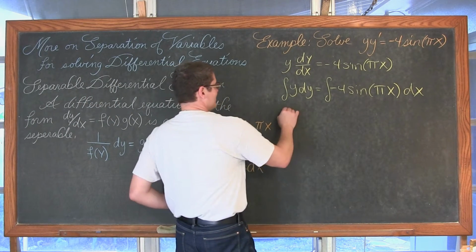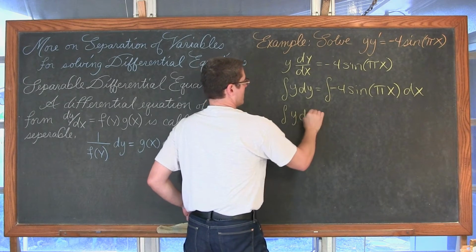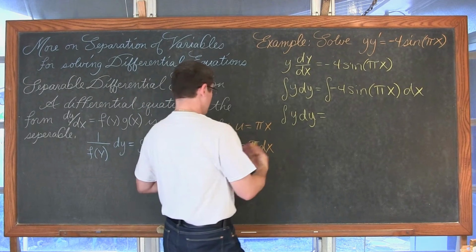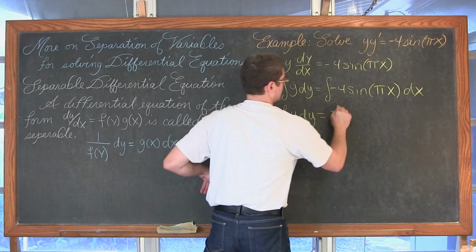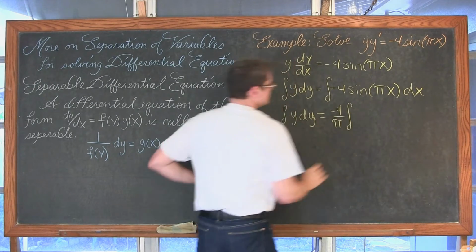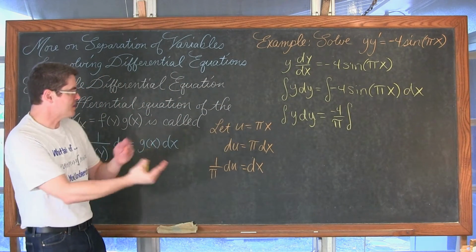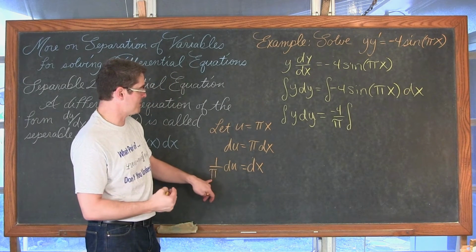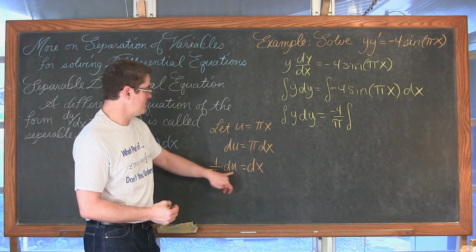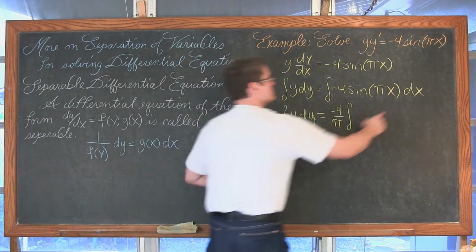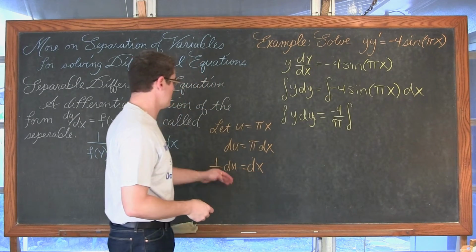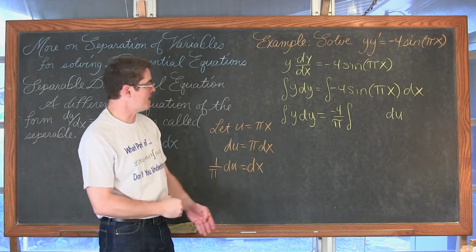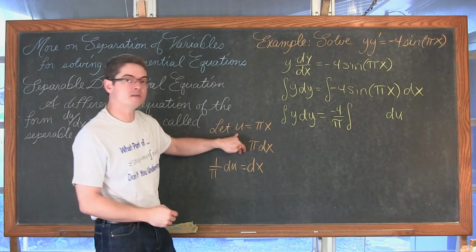Sorry about that. We have the indefinite integral of y dy. We're going to let that -4 come out front along with that multiplication of 1 over pi. I'm starting my u substitution here. I've got that 1 over pi out front, because 1 over pi du is going to replace our dx, which is right here, and I've already moved my -4 out front. So I'm going to go ahead and add my du here. And then we have the sine of pi x, which can be written as sine of u.